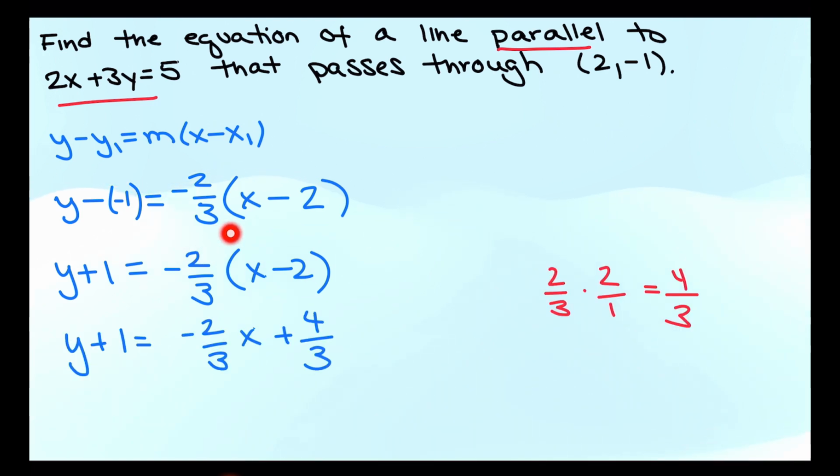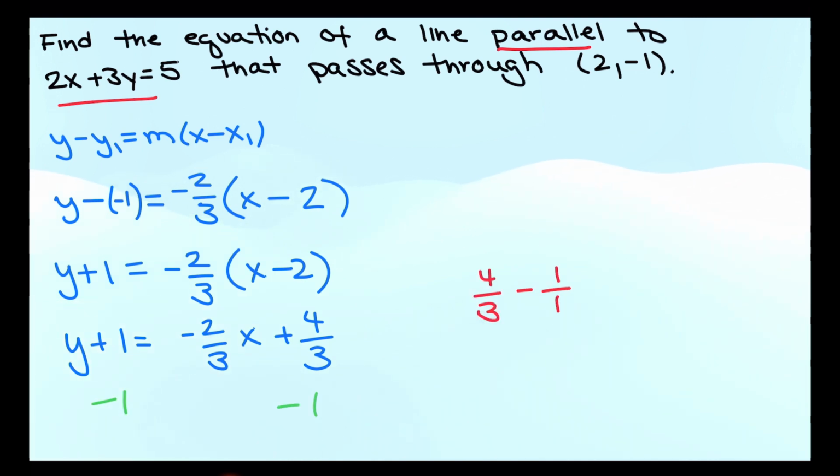I'm going to go ahead and distribute the negative 2/3. So negative 2/3 times x. And then I have to take negative 2/3 times negative 2. It's a negative times a negative, so it's going to be a positive. And then I'm taking 2/3 times 2/1. If I multiply straight across, that gives me 4/3. So y plus 1 equals negative 2/3 x plus 4/3.